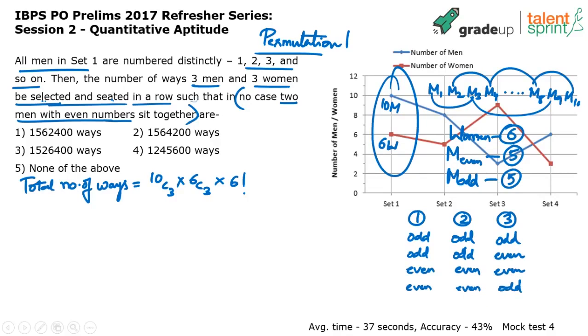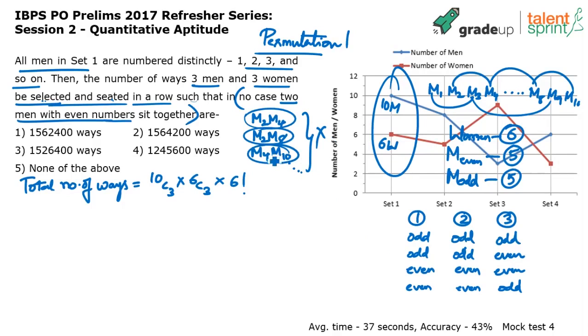Now, what do we want? We don't want 2 men with even numbers to sit together. Like for example, M2, M4 or M2, M8 or M4, M10. All these cases are to be excluded. These are not allowed. Men with even numbers should not be seated together. You see, all these are not allowed.